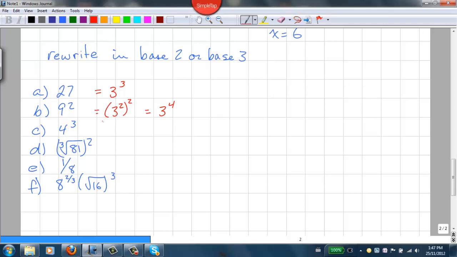4, well, that can't be rewritten as a base 3, so we'll have to use base 2. And in a similar way, that's going to be 2 squared to the power of 3, or 2 to the 6.